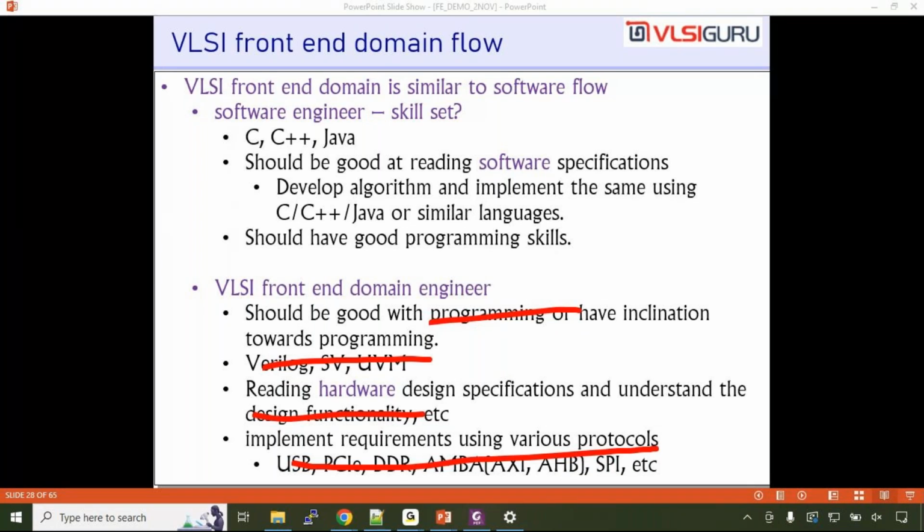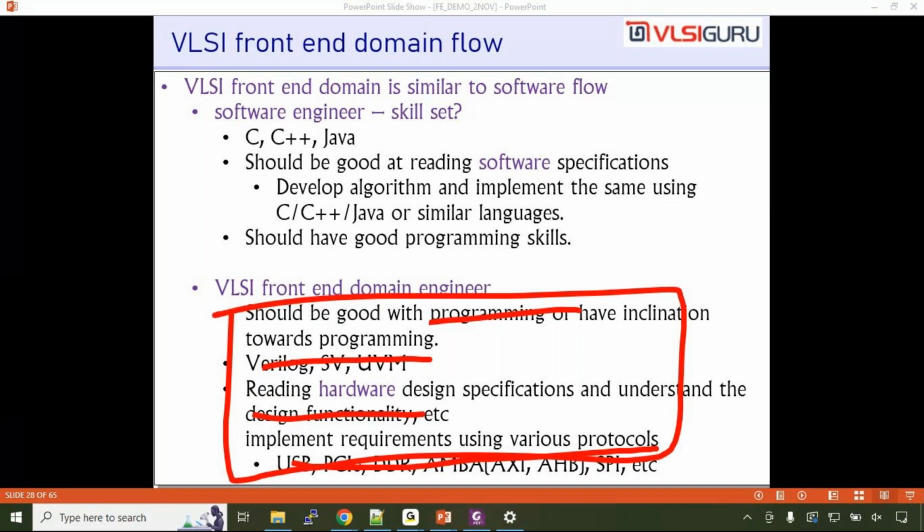The front-end domain engineer requires more of a programming-related skill set. The back-end domain doesn't require any programming. It's more to do with technology, understanding semiconductors, fabrication, tools, all this.